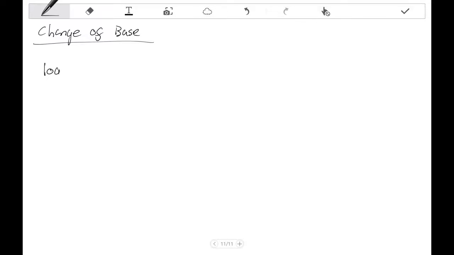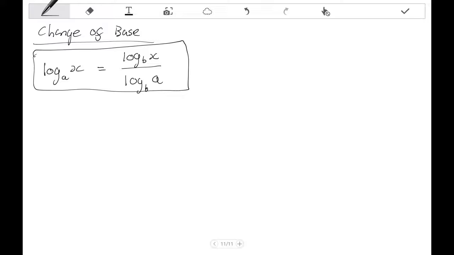It says that log base a of x is equal to log base b of x divided by log base b of a. That is our change of base law. Let's have a look where it comes from.